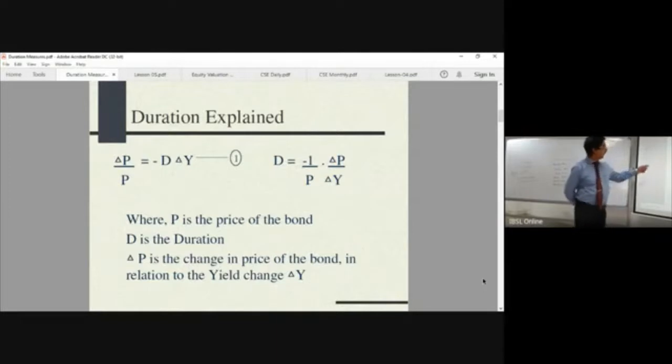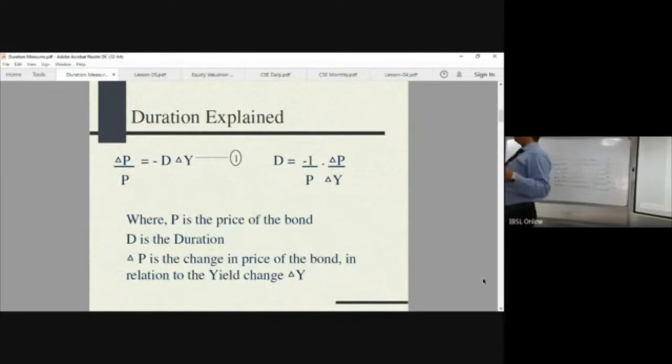And where P is the price of the bond, D is the duration of the bond, delta P is the change in price of the bond in relation to the yield change of delta Y. Because it is natural. Because if there's a yield change, invariably there's a price change also.